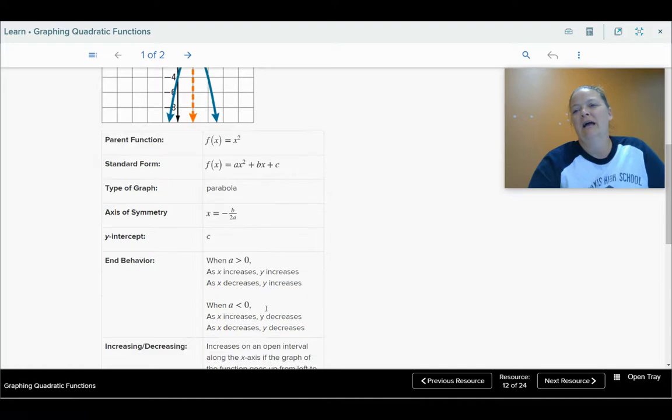And whenever a is less than 0, as x increases, y decreases. As x decreases, y decreases. That's like this parabola that's up here.